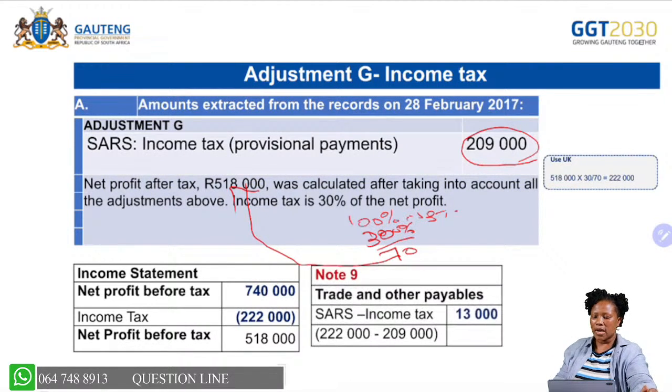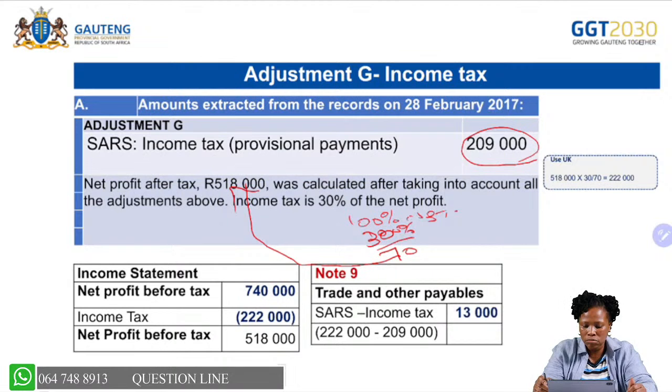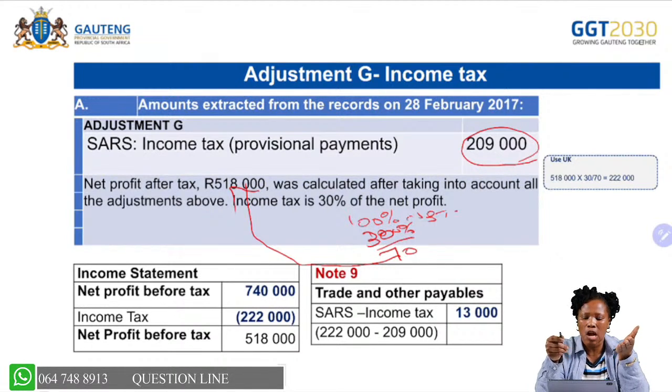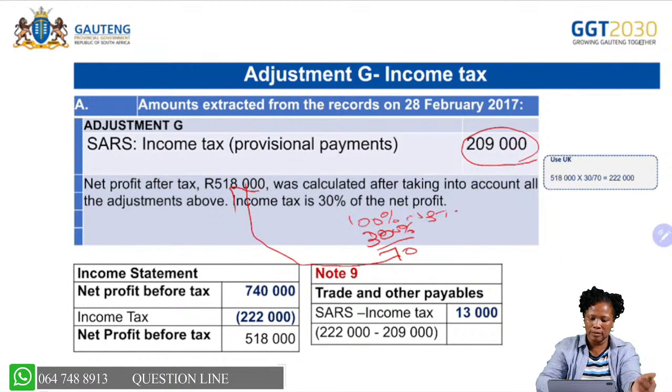Let's see how it appears in our balance sheet, in our trade and other payables. Remember, I said to you that we can record this in two ways. So we're going to have our 222,000. This is our tax for the current year, minus what we have paid. And this is what we are owing. And remember that when we calculate taxation, sometimes we'll find that we have overpaid SARS. Normally that will go to our current assets if we have overpaid SARS. But in this case, yes, we are owing.